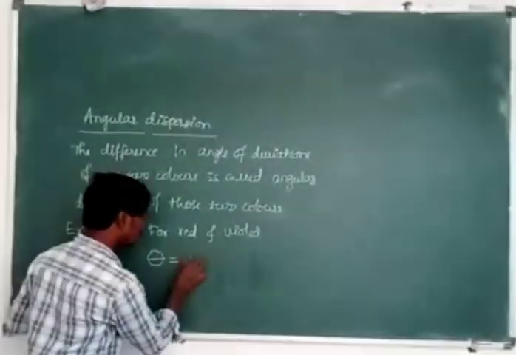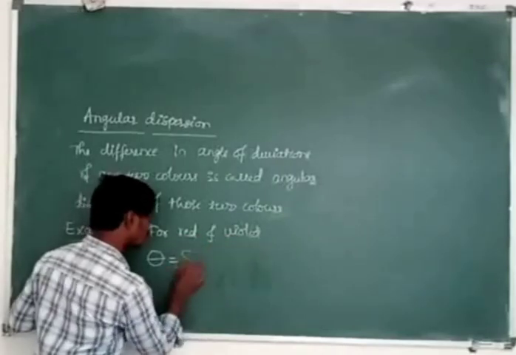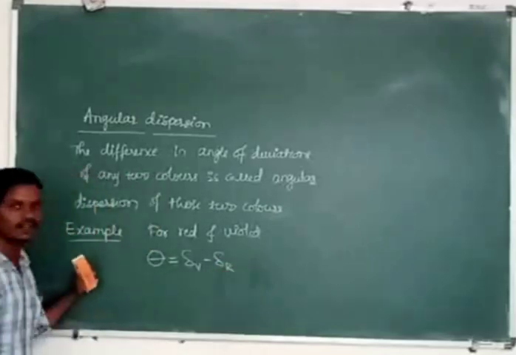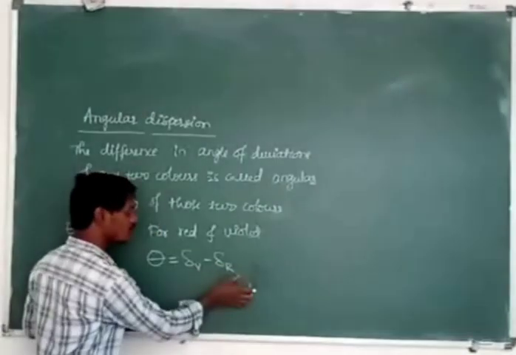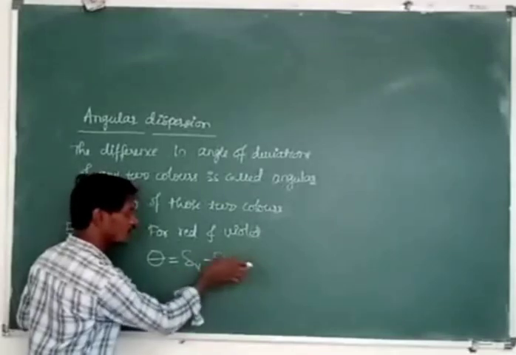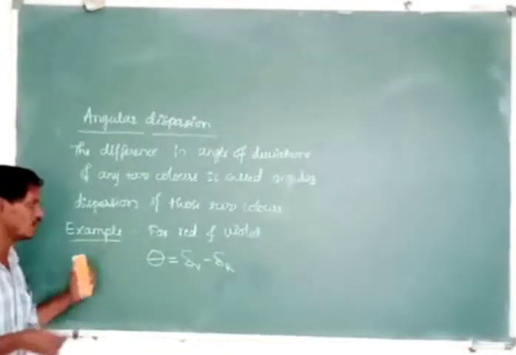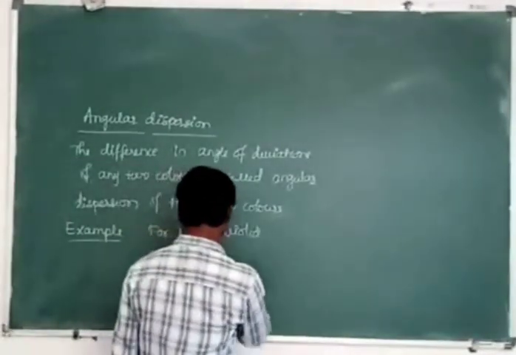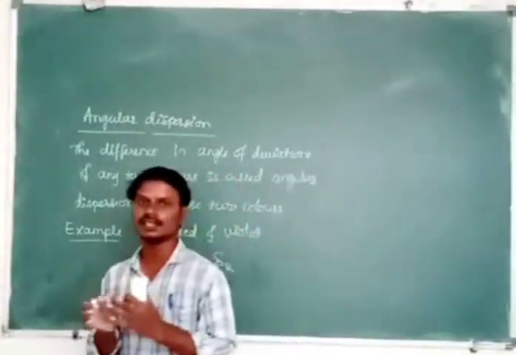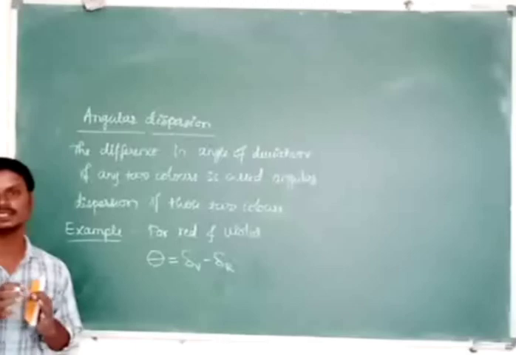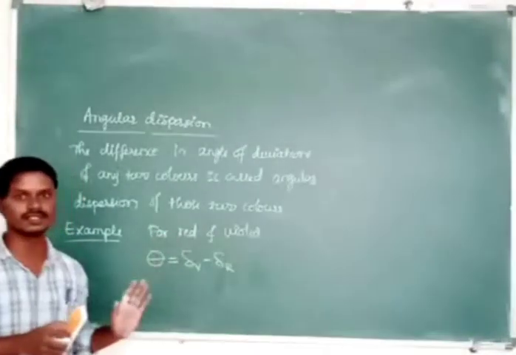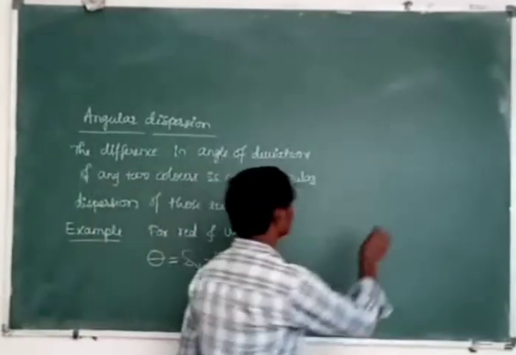We write the deviation for violet color, delta V, and the deviation for red color, delta R. Why do we take delta V minus delta R? Because the angle of deviation for violet color is more than that for red color. Already we know the expression for the angle of deviation. Angle of deviation can be represented by small d or by delta. Don't confuse that.